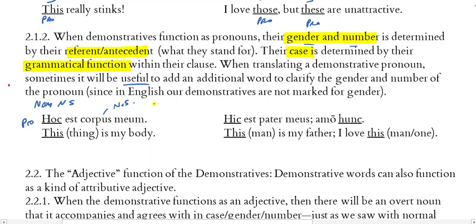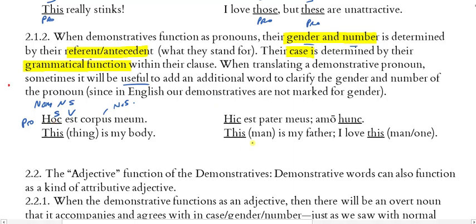This is my corpus. This is my body. So when I refer to this, and I'm pointing to my body, for example, or to something that represents my body, I'm pointing to something neuter singular. That's why I'm using the neuter singular form. Why is it nominative? Because it's the subject of this verb est. And subjects are nominative case, i.e. the case of the demonstrative pronoun is determined by the function.